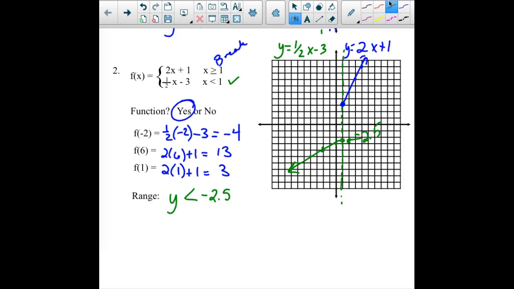Okay. For the blue part, now my graph is going up from this dot, which is at what level? I'm at 3 here. So my y values could be 3 or higher. Yes? So y has to be greater than or equal to 3. Those are the two parts to my range.